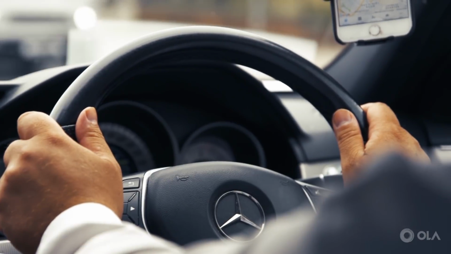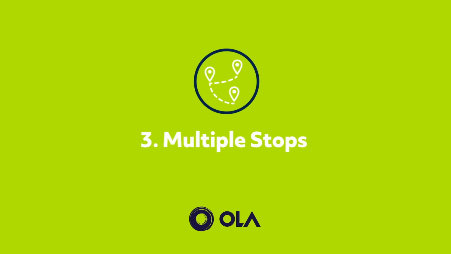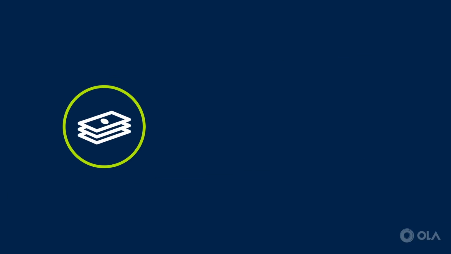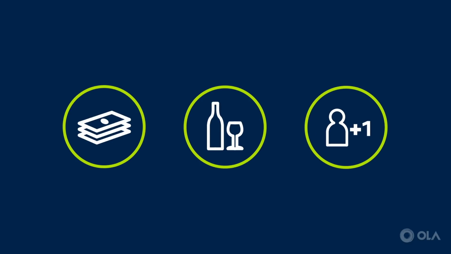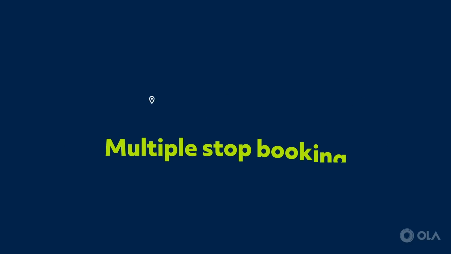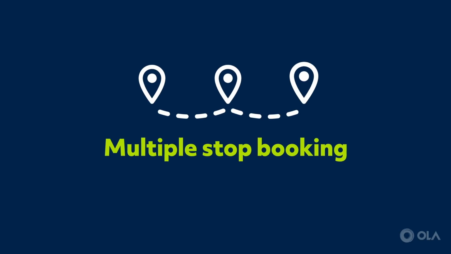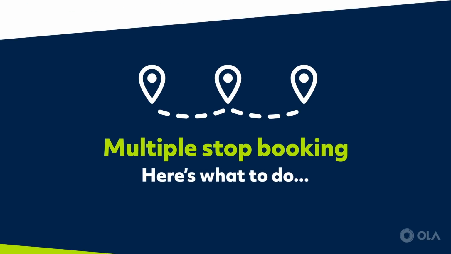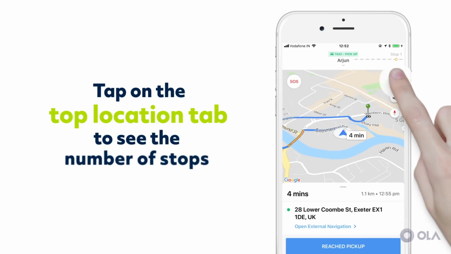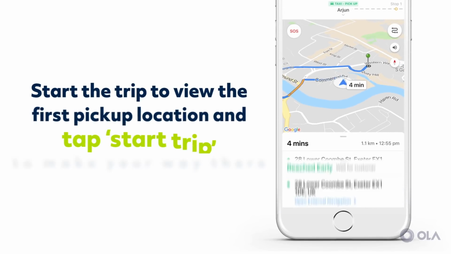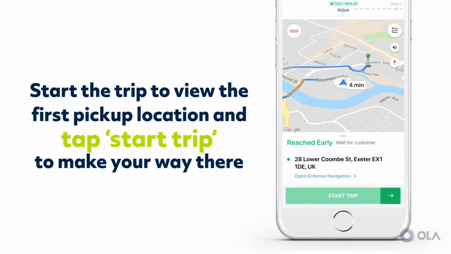You may find that every so often a rider wants to make a pit stop. Maybe they'd like to grab money from a cash machine, a bottle of wine to take to a friend's house, or another passenger en route. This is what we call a multiple stop booking. If you get a request for one of these, here's what to do. Accept the booking as normal, tap on the location information to see if more than one pickup is needed, then swipe to start your trip.